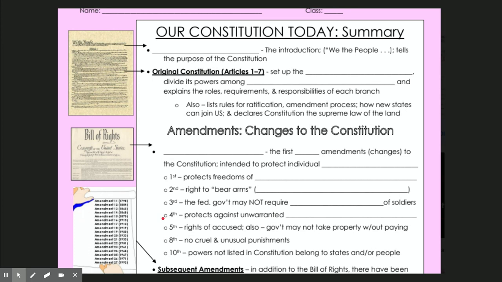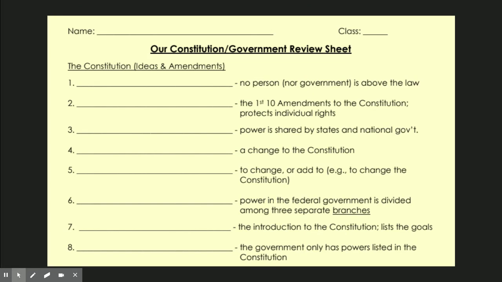And then the last thing, the subsequent amendments, those are amendments that came after. In addition to the Bill of Rights, there have been 17 additional amendments to bring the total to 27 amendments. Okay, the rest of the time you are going to spend filling in the yellow review packet. Now you can do these ones about the amendments, like the first 10 amendments, hint, hint, Bill of Rights. A change to the Constitution, hint, hint, amendment. To change or to add is amend.